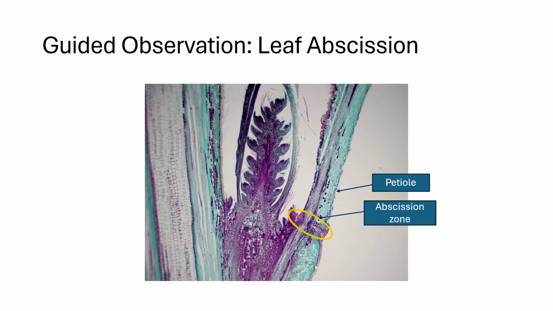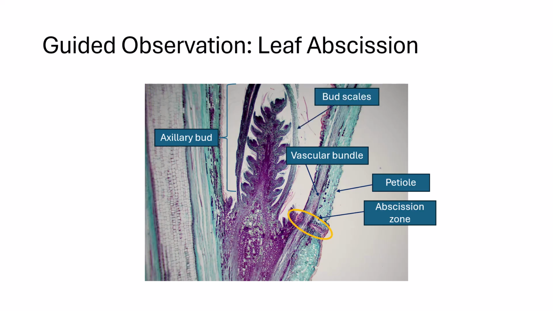Running through this area, you should see the vascular bundle, which connects the leaf to the stem's transport tissues. Near the node, look for the axillary bud, which sits just above where the leaf was attached. Covering the bud, you may see bud scales which protect it during dormancy.